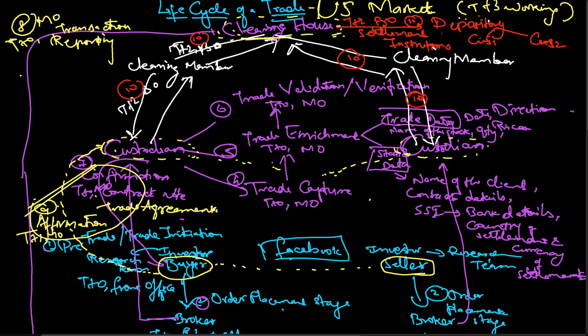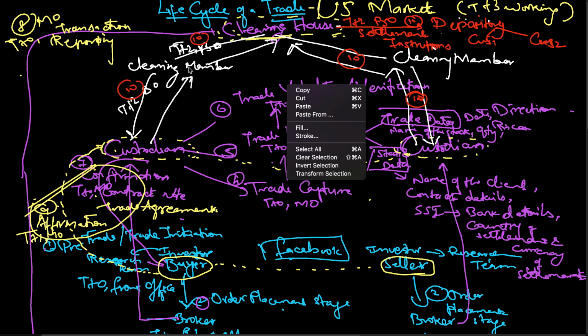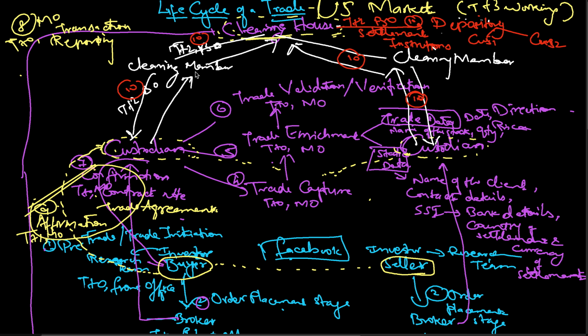Okay, so these are the steps on T plus 2. I'll just quickly repeat. On T plus 2, clearing work happens at the back office level, wherein clearinghouse will get in touch with the clearing member and the custodian, and custodian in turn will get in touch with the clearing member, which will again be passed on to the clearinghouse. And then clearinghouse, once getting all the details, will pass on details to the depository. Then on T plus 3, the last day, settlement takes place.